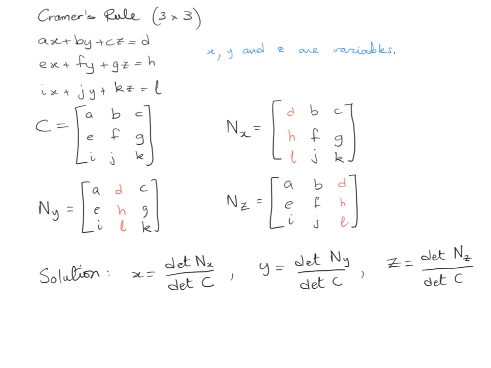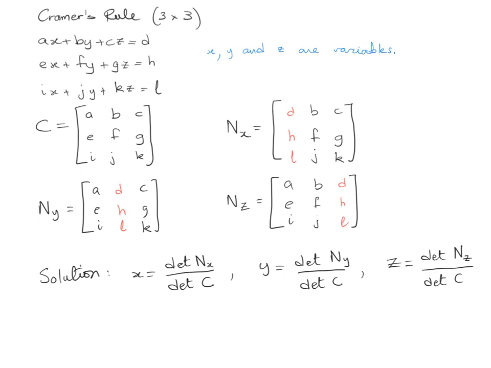And just like in the 2 by 2, the value of x will be the determinant of the nx matrix divided by the determinant of the coefficient matrix. Y will be det ny divided by det c, and then z will be det nz divided by det c. So you can see how this can expand to 4 by 4, 5 by 5, 6 by 6. All you've got to do is create these matrices and calculate their determinants. And since you know how to calculate determinants of any n by n matrix, even though it might be a little bit hard work, it's much less work than trying to solve a system that has increasingly more variables.